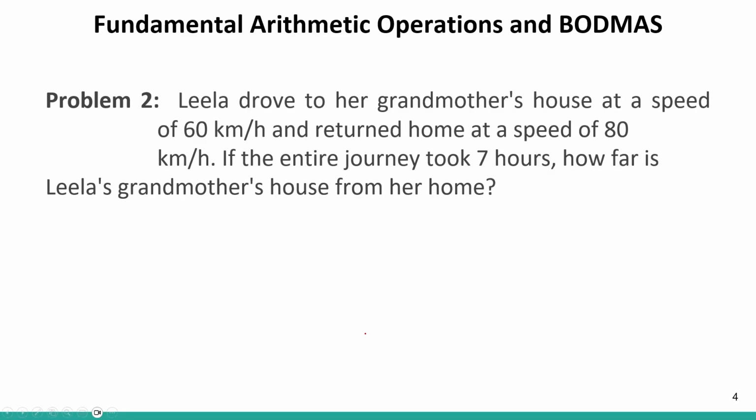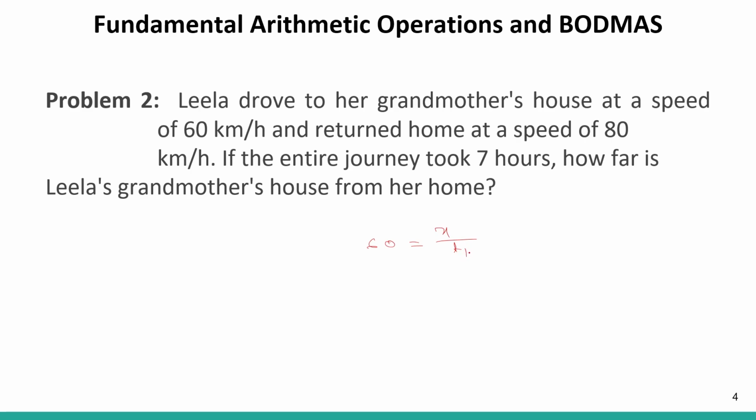Problem number 2. Leela drove to her grandmother's house at a speed of 60 km per hour and returned home at a speed of 80 km per hour. If the entire journey took 7 hours, let the distance from her home to her grandmother's house be x. If she drove at 60 km per hour while approaching her grandmother's house, this implies that speed is equal to distance by time, so 60 is equal to x by t1.